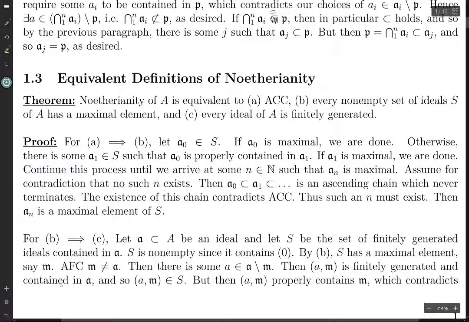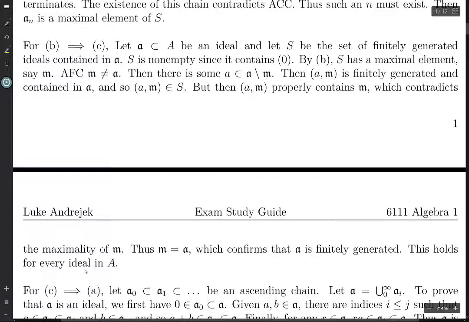So it's finitely generated, it's contained in A, and so it's in S, but it also properly contains M because it contains an element which is not in M, and that contradicts the fact that M is maximal. And therefore, M must be equal to A, and thus A is finitely generated. And this holds for every ideal in A, and thus every ideal in A is finitely generated.